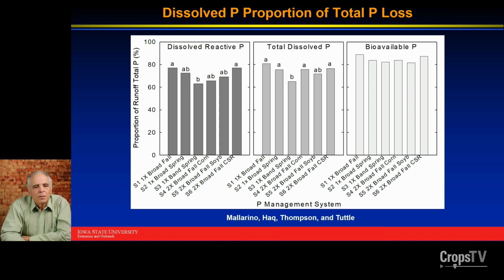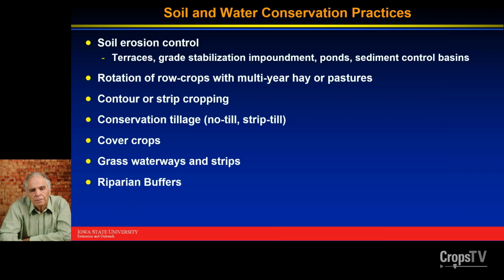from about 65 to 75%, and yes, it was a bit lower for the application in the spring with a planter, but I believe that's because of what I said before, that these were particular years with not much runoff after the fertilizer was applied in the spring, but yes, when they were applied in the fall.